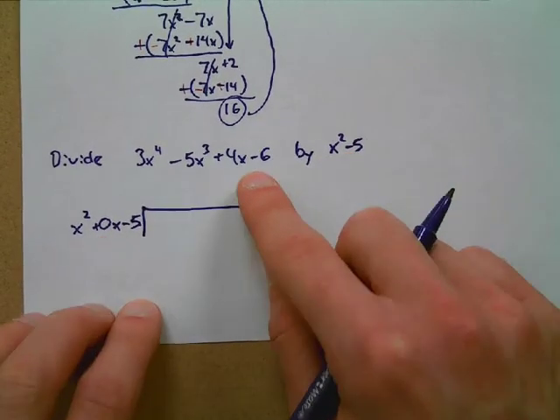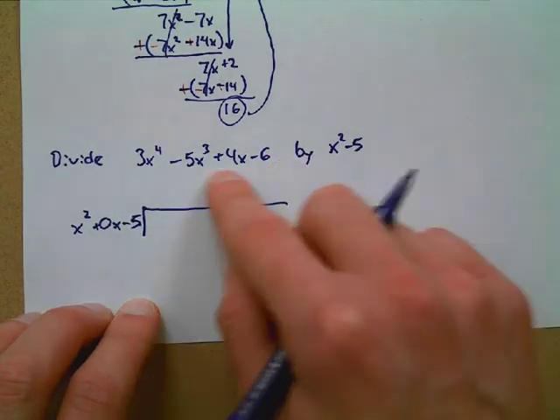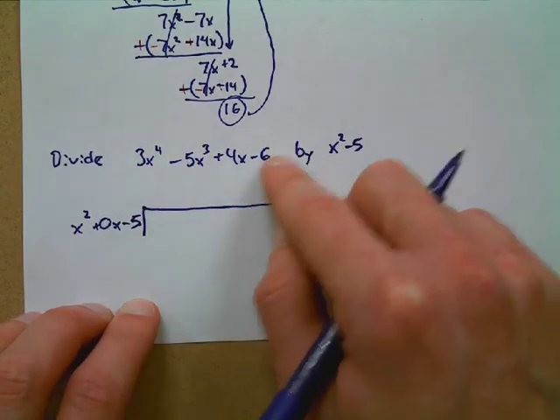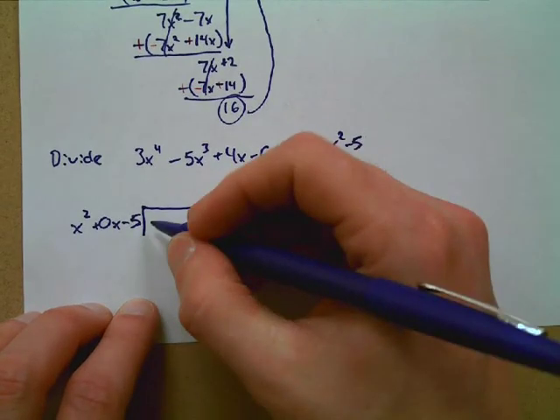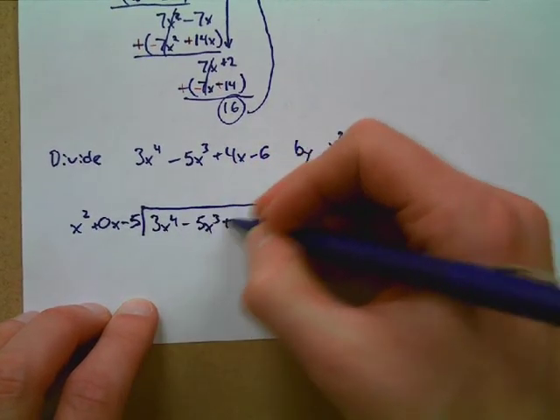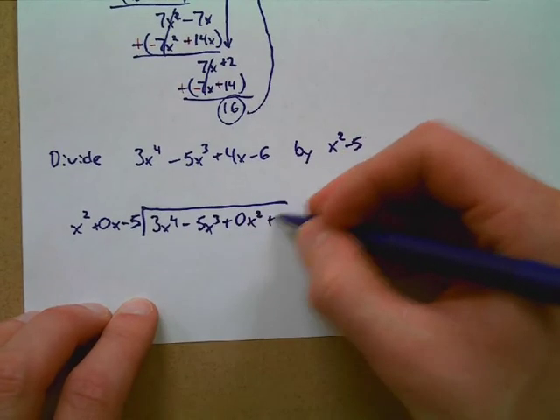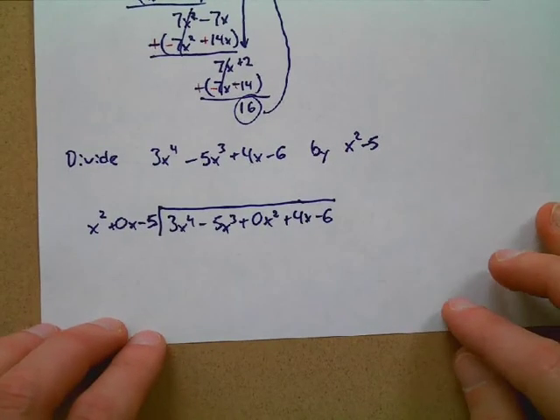This polynomial here is also missing a term. What is it missing? Yeah, 0x to the second. So we'll have to write it out as 3x to the 4th minus 5x to the 3rd plus a 0x to the second plus 4x minus 6. Okay, just like that. And then you would proceed as normal.